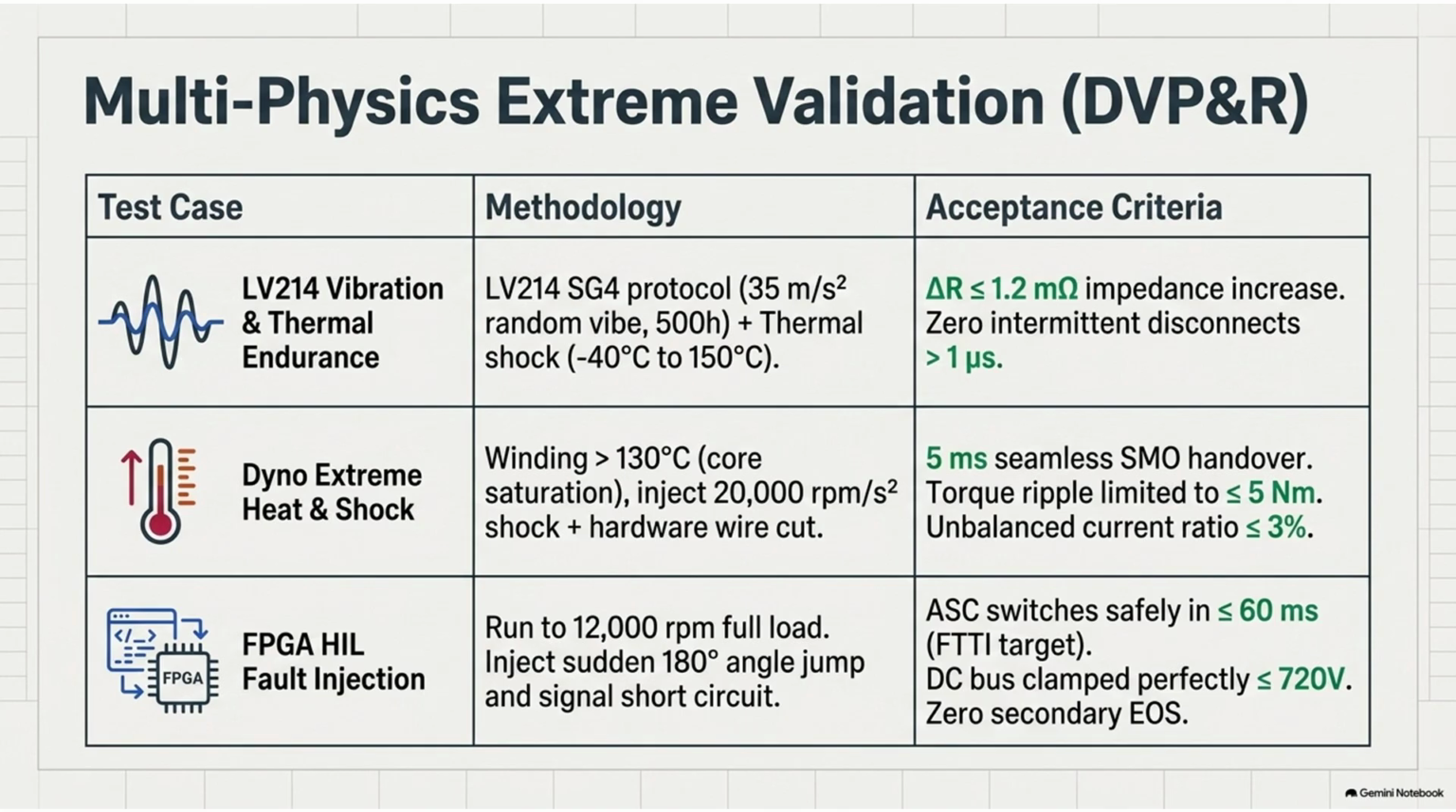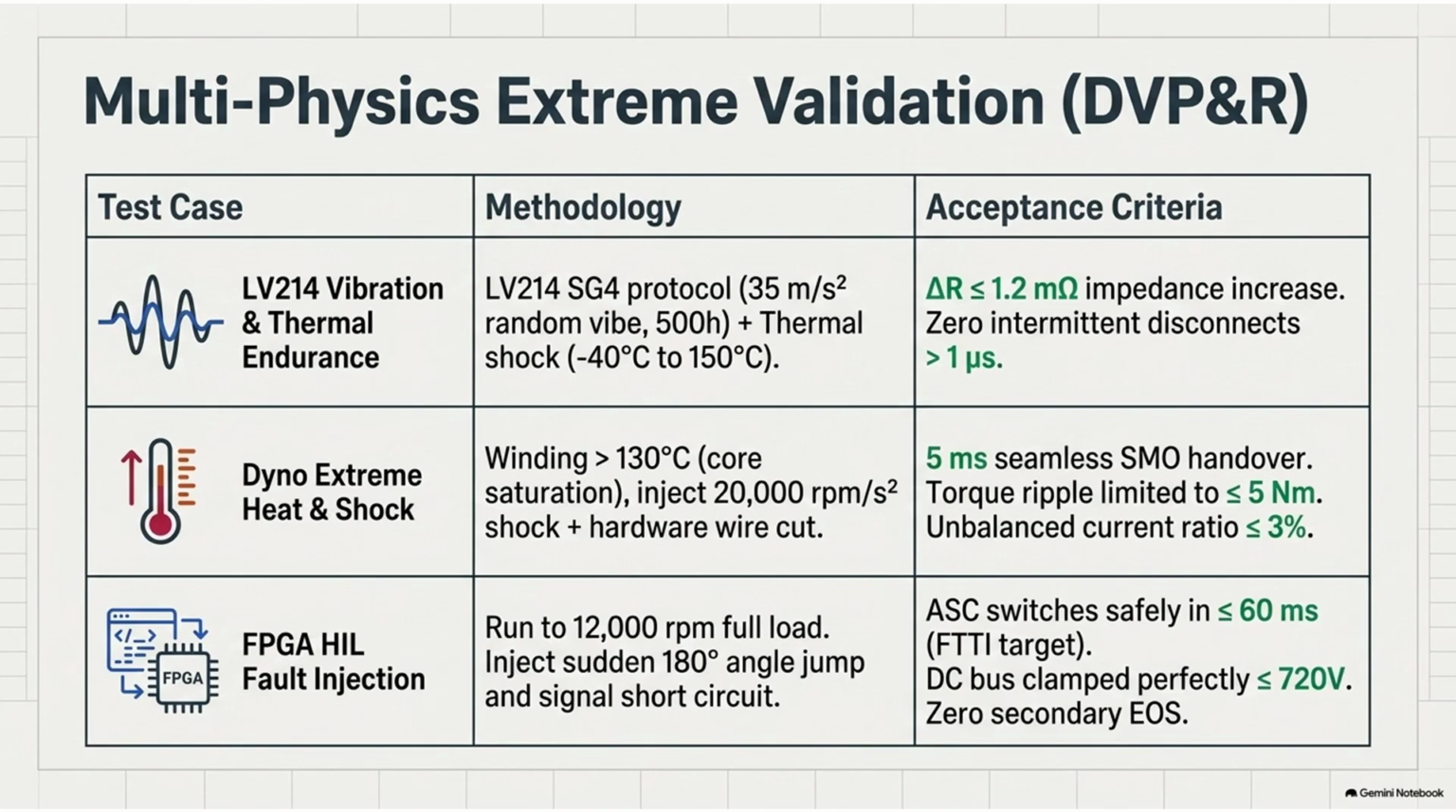The contact resistance of the connector pins cannot increase by more than 1.2 million ohms from their baseline state. Wow. The monitoring equipment must verify that there were 0 signal dropouts lasting longer than 1 microsecond during the entire 500-hour ordeal. Not a single microsecond lost. And physical inspection must reveal absolutely no microcracks in the optical glass and 0 thermal demagnetization of the magnetic targets. That proves the raw hardware can survive hell.